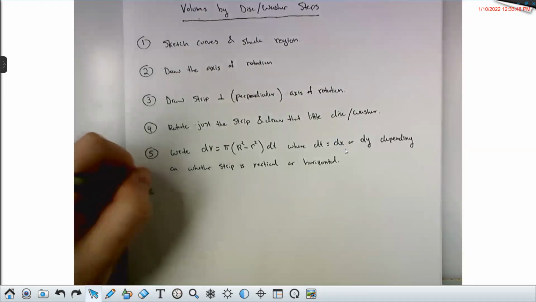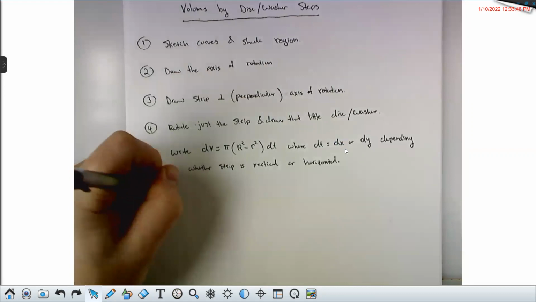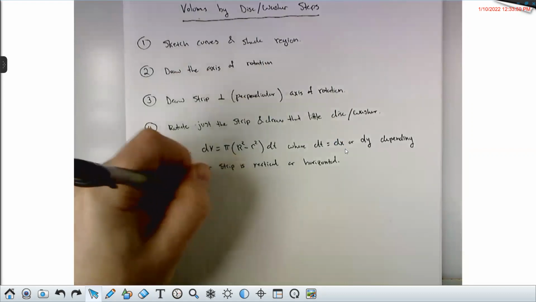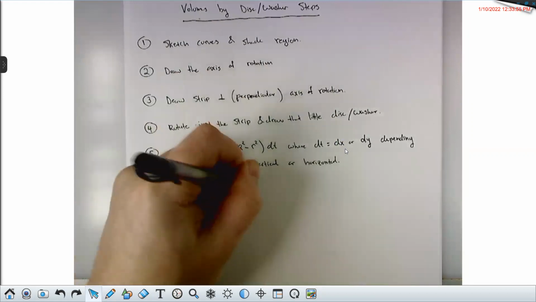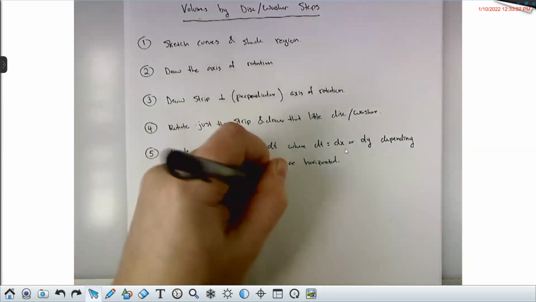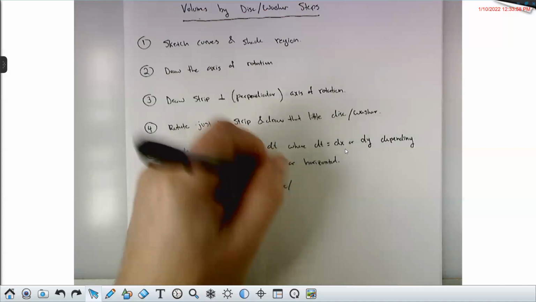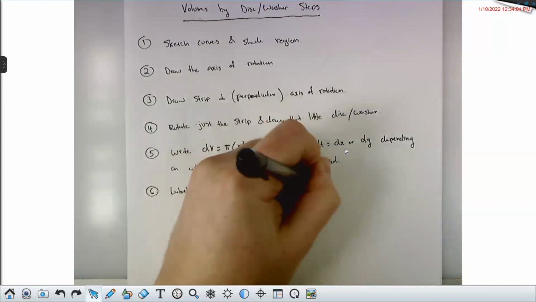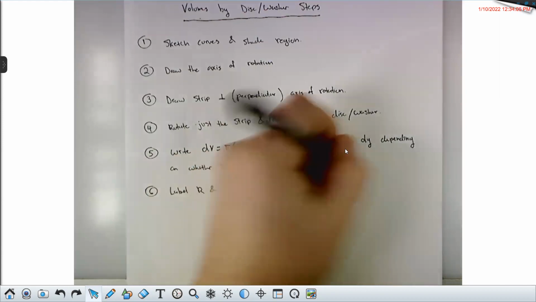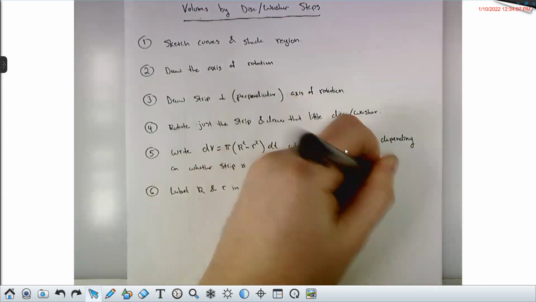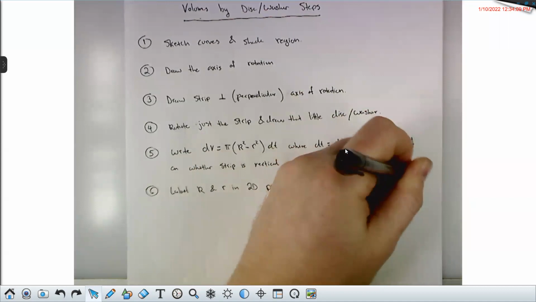Then your last few steps are to label big R and little r in the picture, in the 2D picture, graph, region, whatever you want to call it, and find big R and little r.